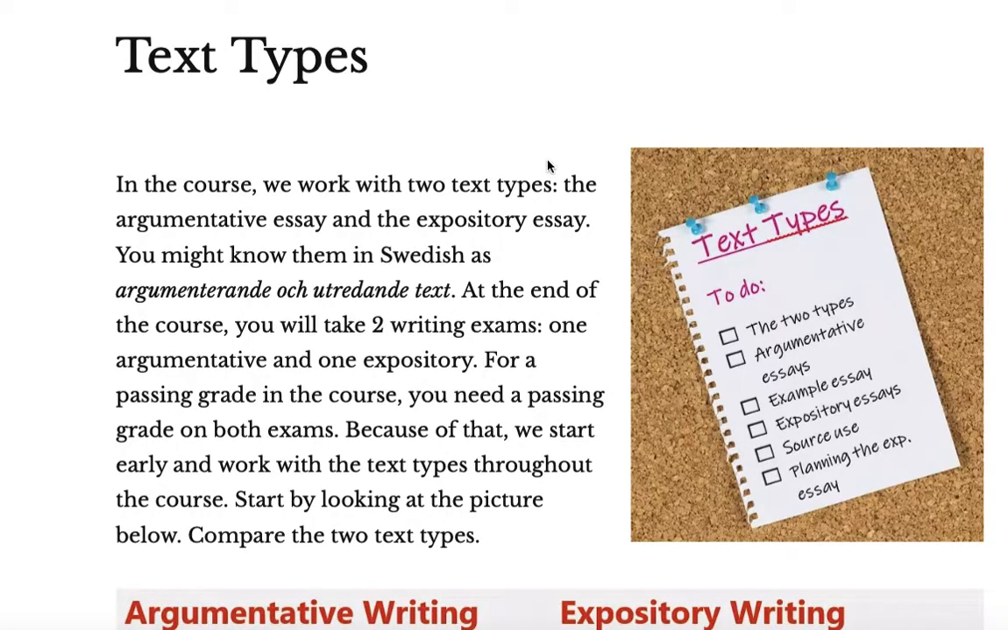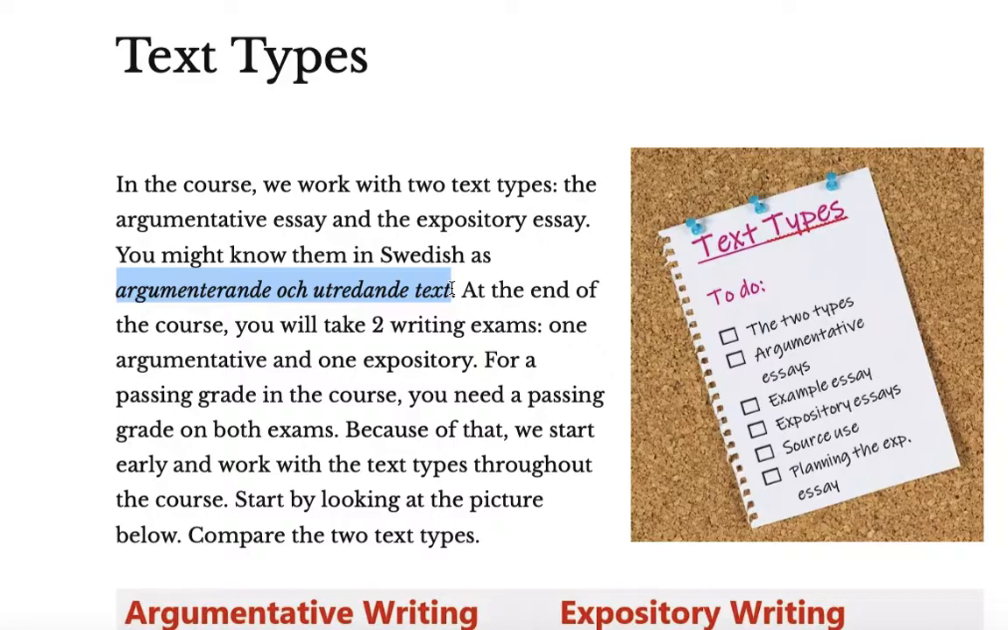So here we go. There are many types of texts, but in the course English 5 and 6 that you're taking, you'll be working with two text types. It's the argumentative essay and the expository essay. And you may know them in Swedish as argumenterande och utredande text.